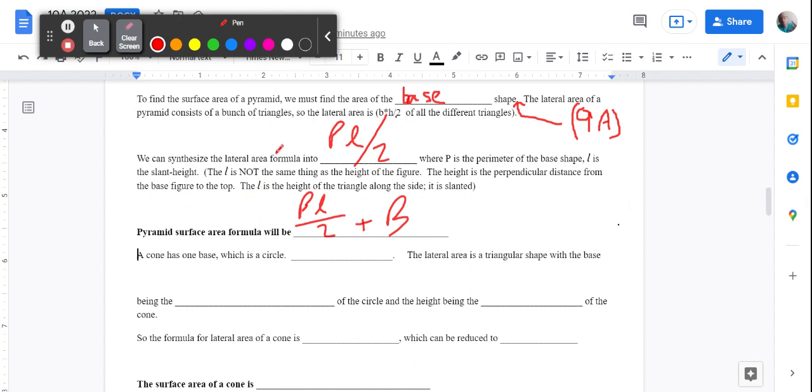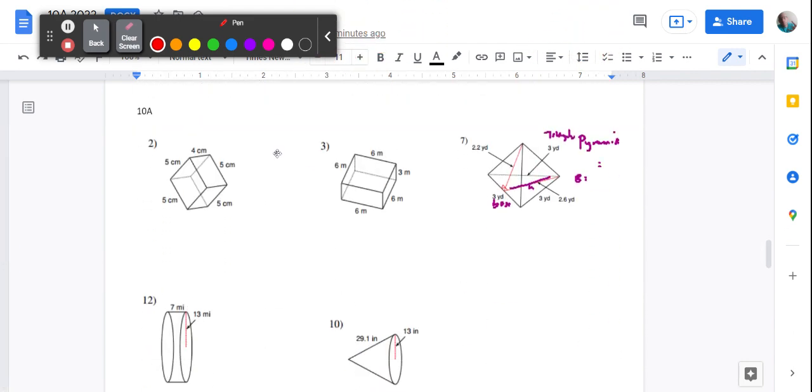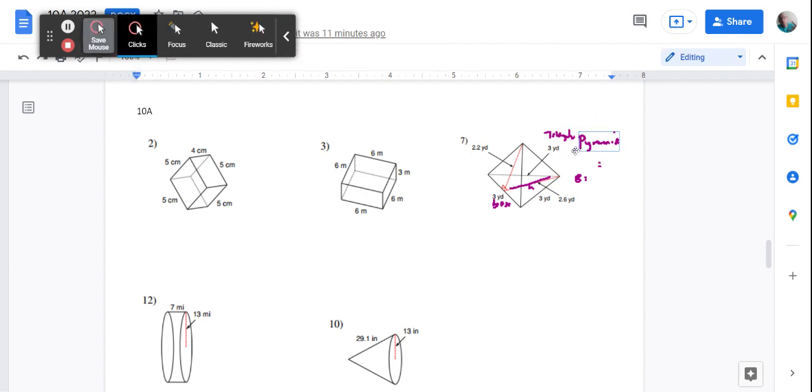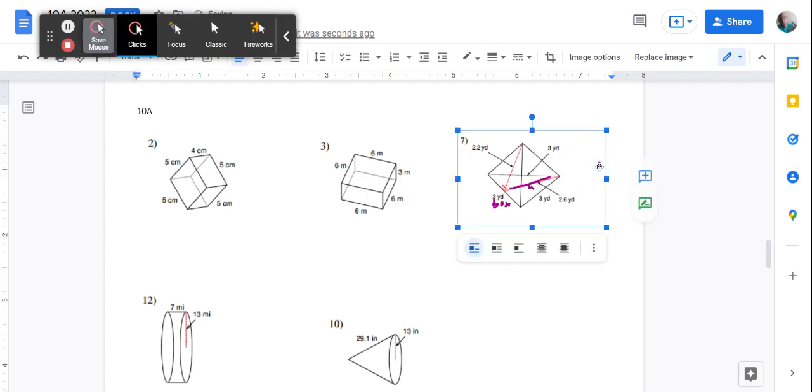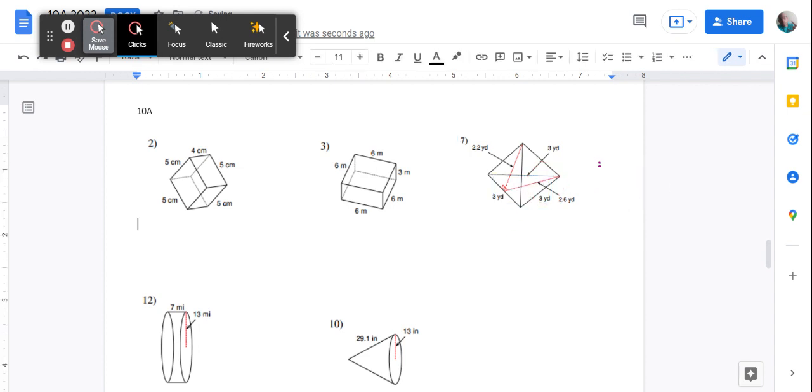Just as an example, let me see if I can find another one of these things here. So here we have a pyramid right here. If we didn't have the slant height, we'd see the slant height is right here. This is 2.2. Let's just say hypothetically they gave us a height that was like this, a blue line going from the middle up to the top. That height is useless in terms of finding surface area.